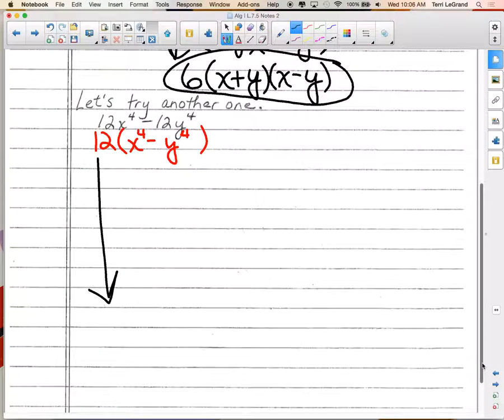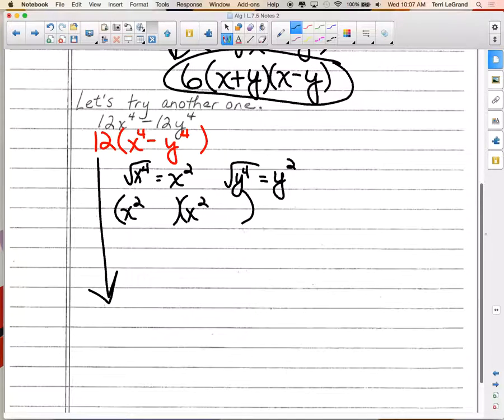Now we're going to decide, can that x to the 4th minus y to the 4th be factored? There's subtraction, it's a binomial. I better give it a try. Square root of x to the 4th is x squared. So far, so good. Square root of y to the 4th is y squared. This can be factored then. They both start with x squared, both end with y squared, plus and minus.